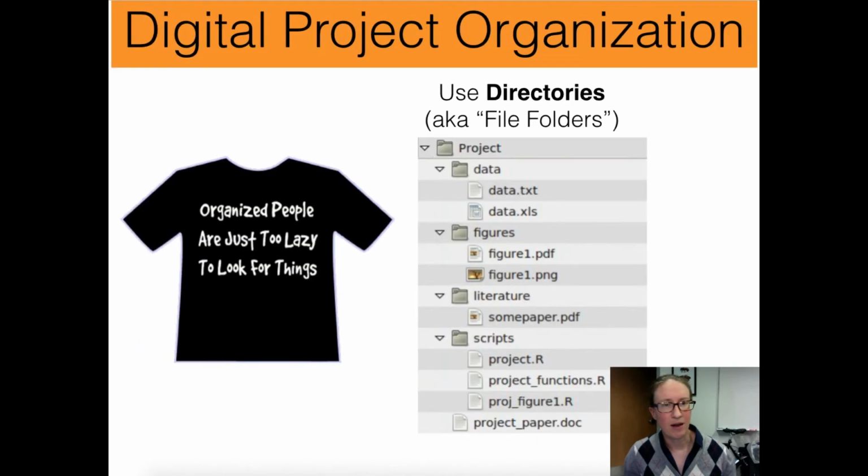I also want to talk a little bit about digital project organization. So, like this saying says here, organized people are just too lazy to look for things. It's really true. Good organization makes it a lot easier to retrieve things when you need it. So here is kind of an example of directory organization to keep a project organized, such as your experiment for this class. So what you'll notice here are the data are kept in one folder. There's another folder for figures. There's a folder for the literature. And then there's a folder for R scripts also.